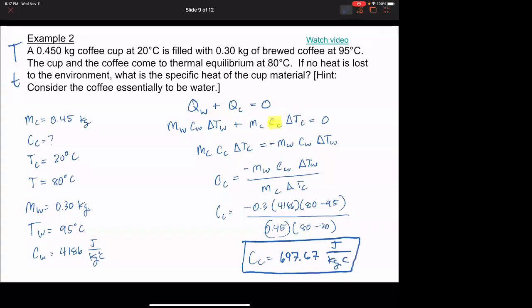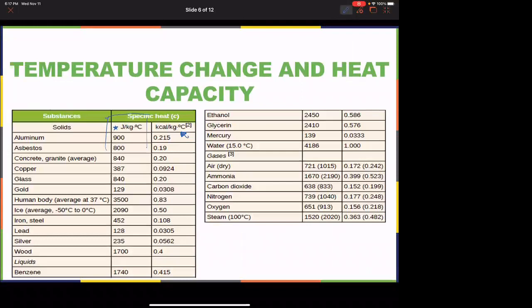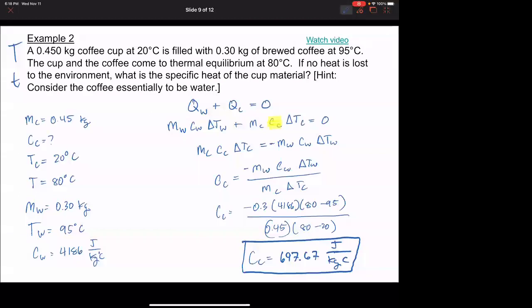Any questions there? Let's go see what the material's made out of. So it's roughly 700. Do we have anything close to 700? No. Have to look it up. Ceramic is probably close to 700. There's concrete at 840. Maybe it's styrofoam. We don't have styrofoam on here. I don't know what we're holding our coffee in. Anybody have any questions on how we did this?